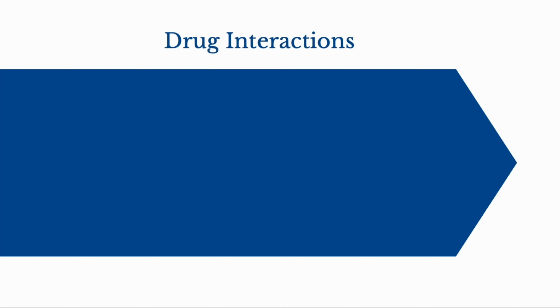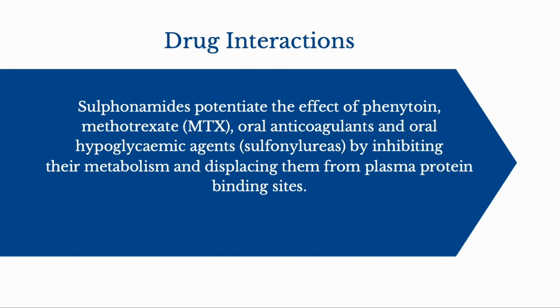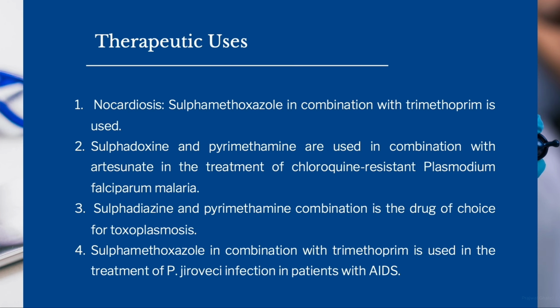Drug interactions of sulfonamide. Sulfonamides potentiate the effect of phenytoin, methotrexate, oral anticoagulants, and oral hypoglycemic agents like sulfonylureas by inhibiting their metabolism and displacing them from plasma protein binding sites. Therapeutic uses of sulfonamides. Sulfonamides alone are rarely used now for systemic infections. They are used in combinations with other antimicrobial agents.